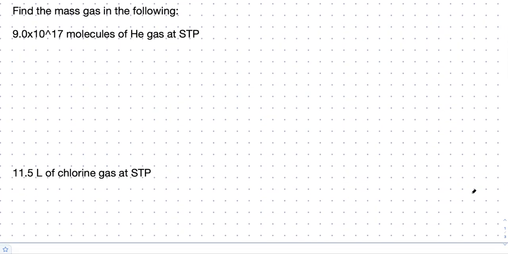The next one is asking us to find the mass of gas. So if we started out with the number of molecules at STP, and then I wanted to go all the way right back to the mass of gas, how am I going to do that? So first thing I can do is convert it into moles. That's usually what you always want to bring it back to, is bring it back to moles. So if we have 9.0 by 10 to the 17 molecules of helium, how do I go from molecules into moles?